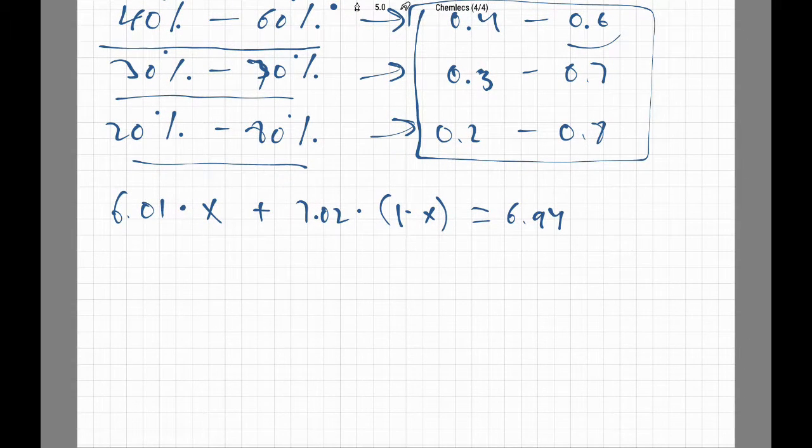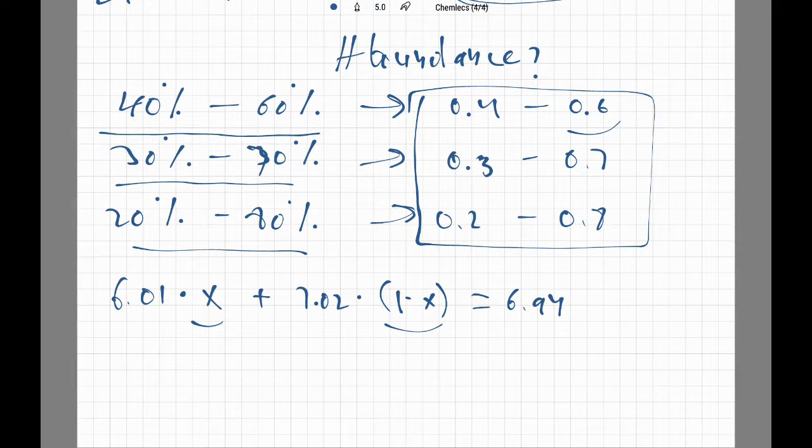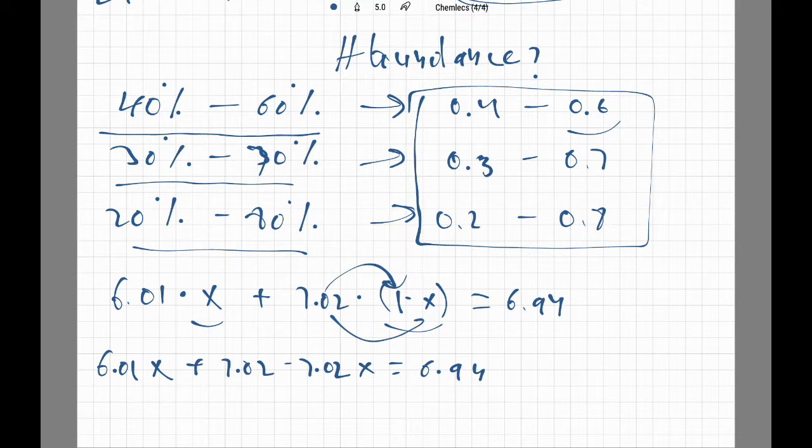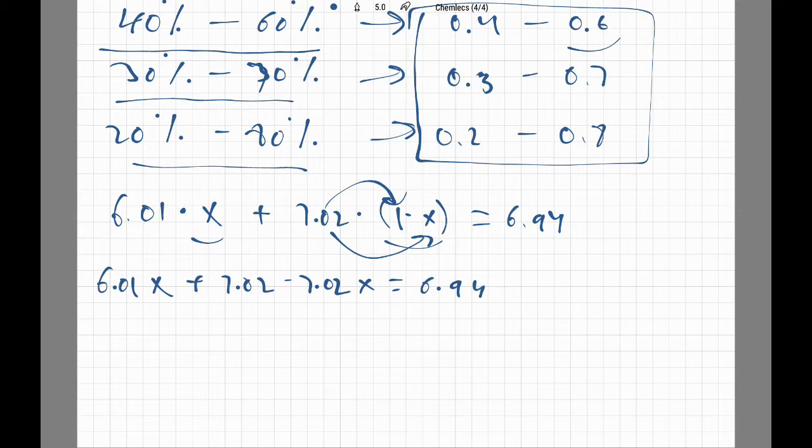Okay, so all we need to do is just to solve for X. Alright, and this is pretty simple math. So we're going to go ahead and say 6.01x plus 7.02 minus 7.02x equals 6.94. Remember that I just expanded the brackets. Alright, and then I'm just going to combine x's together and numbers together.